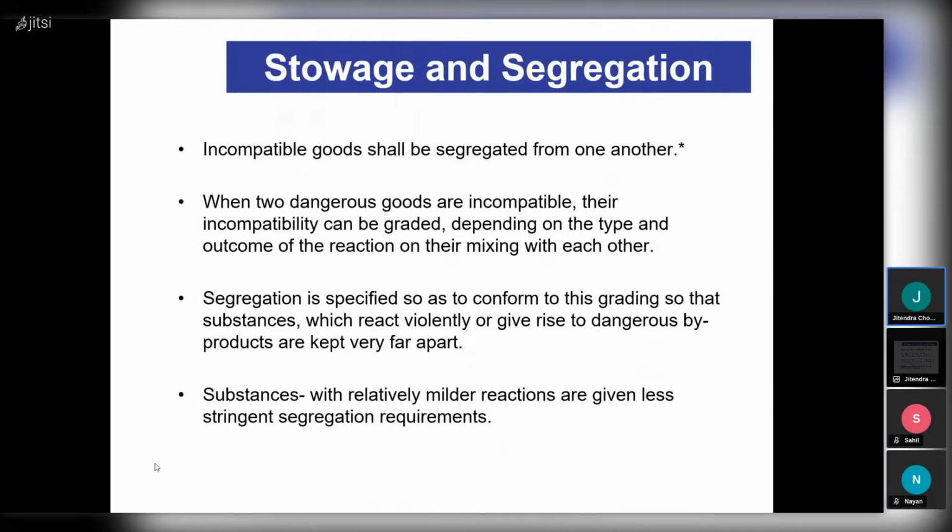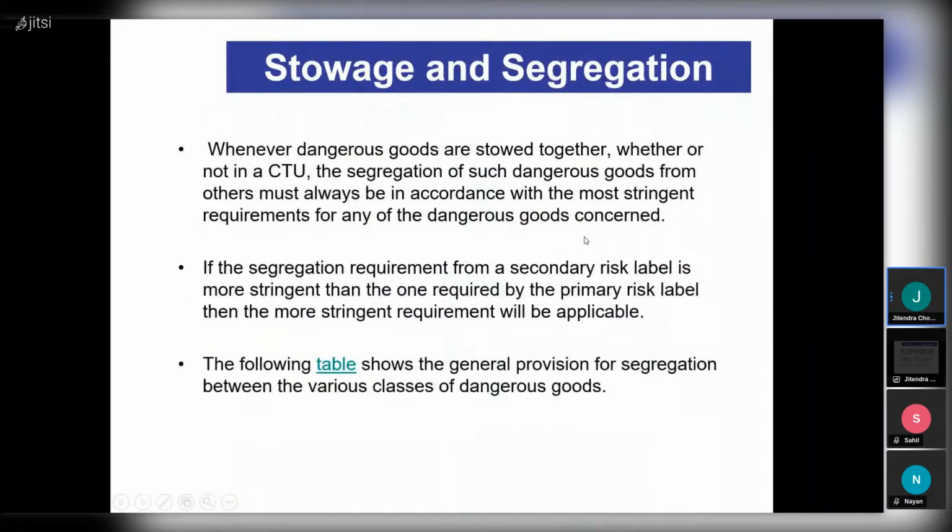And if by mistake you have loaded dangerous goods which are not compatible, then try to avoid that and grade the incompatibility so that you are more aware. And if the segregation requirement is from the secondary risk, the label should be as per that. Finally, everything should be good.